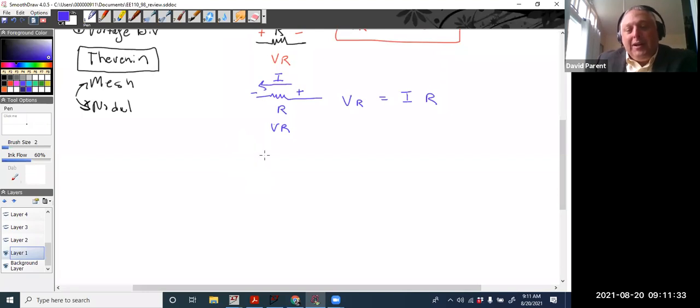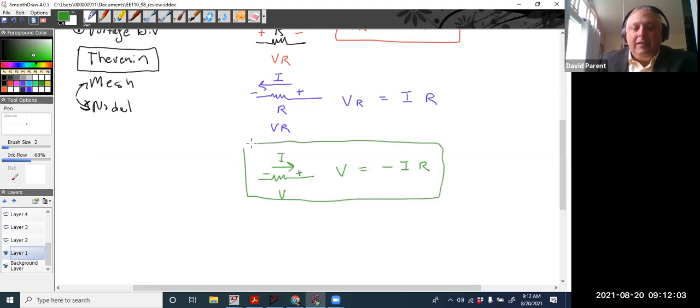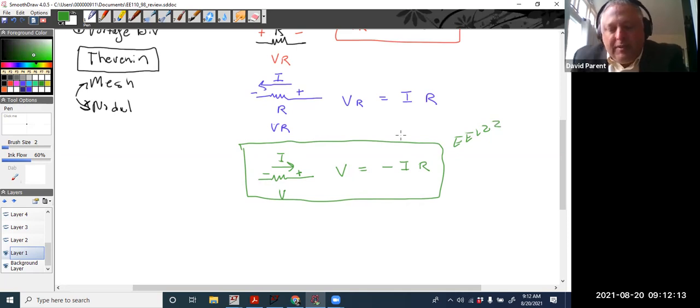Now I'm going to push the envelope just a little bit. What happens if I have a current direction, but now I have it opposite, right? Well, V will now equal minus IR. And this comes up more in EE 122, all right, when you have behavioral current sources, but this can happen.